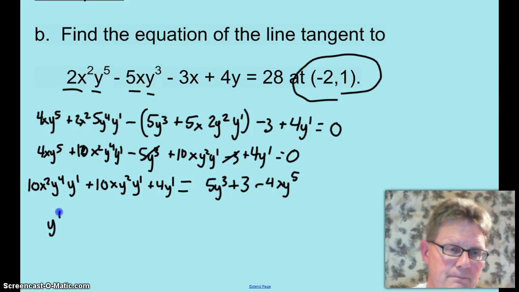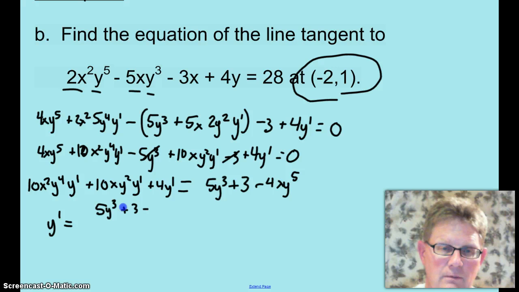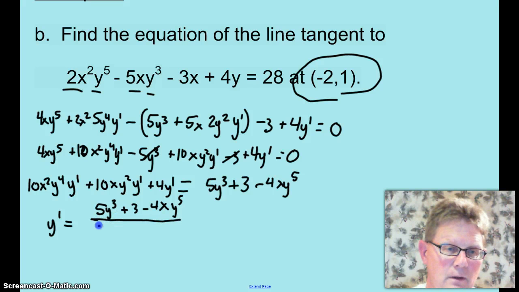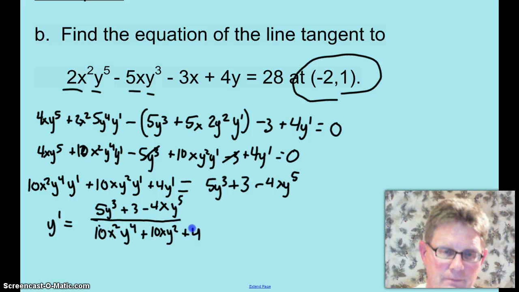Factor out a y prime. And let's see here. We're going to divide both sides by that factor. I don't feel like doing two steps at once. I feel like doing two steps at once. 5y cubed plus 3 minus 4x y to the fifth, all over 10x squared y to the fourth plus 10xy squared plus 4. Okay, that is when you factor out a y prime of each one of these things, and that's what we divided both sides by.